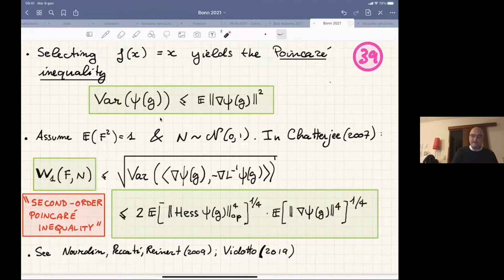That tells you that the variance of psi of G is less or equal than the expectation of the Euclidean norm of nabla psi of G to the power 2. So this is the usual Poincaré inequality on the Gaussian space.